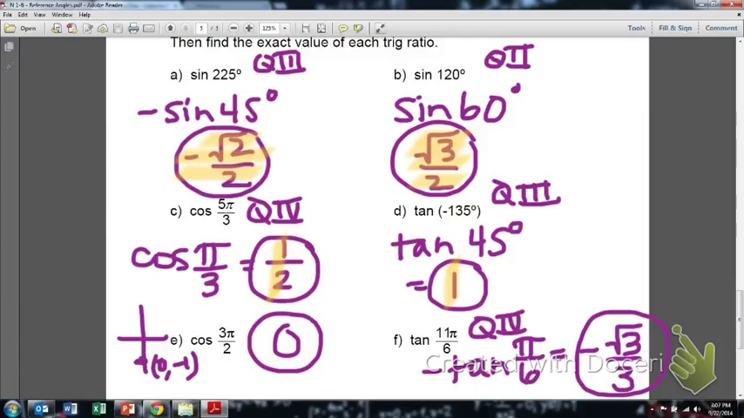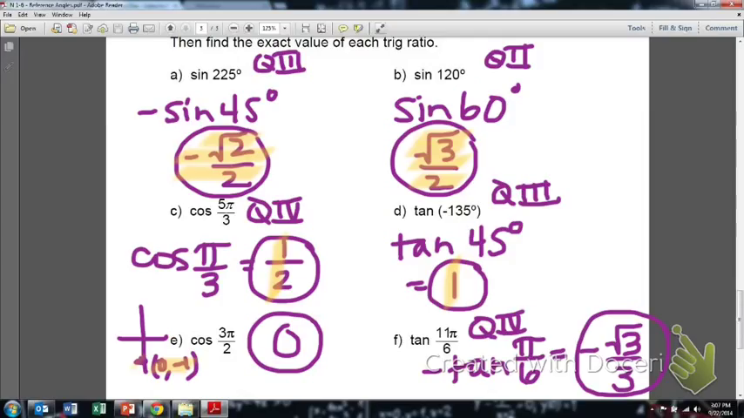3 pi over 2 is one of those quadrantal angles, so I don't even really use reference angles for those. I just think about where they are. 3 pi over 2 is down here at 270. And at 270, the coordinates are 0, negative 1, and the cosine's the x. So the cosine would be 0.